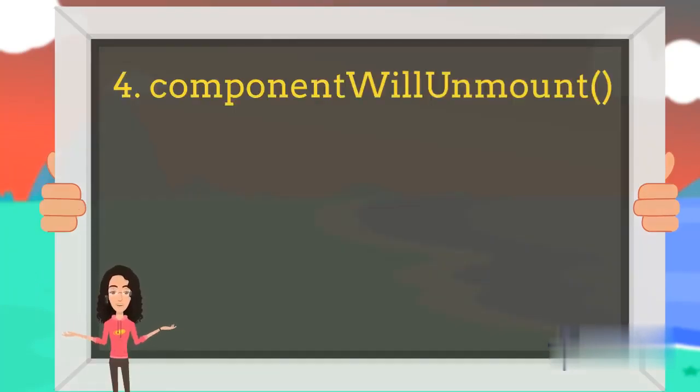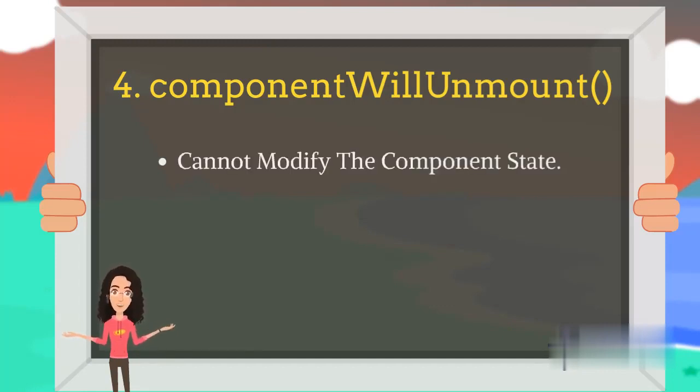Now the next method is componentWillUnmount. As the name suggests, this lifecycle method is called just before the component is unmounted and destroyed. If there is any cleanup action that you would need to do, this would be the right spot.